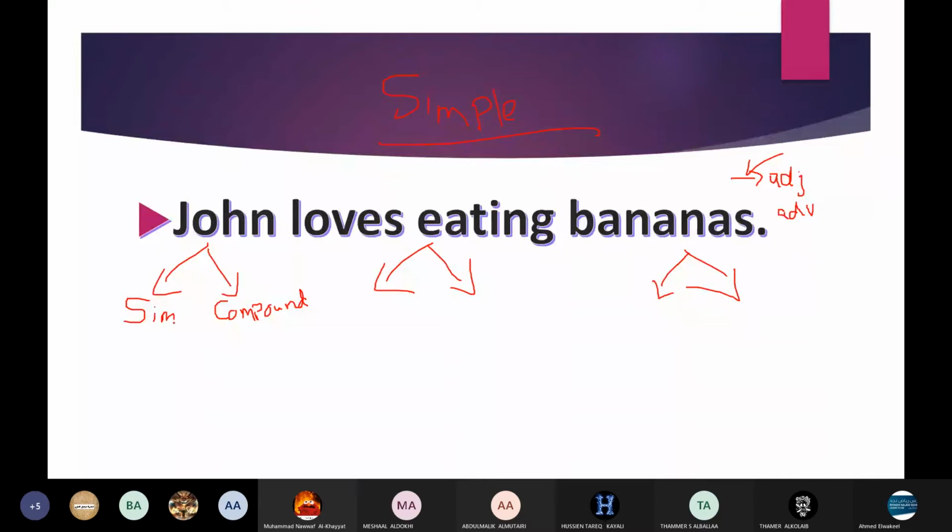So any subject for any sentence is either a simple one or a compound one. Simple like just one person, like John, and compound like John and Ahmed, as Muhammad said. So now I have a compound subject. Is the sentence still a simple one? The same thing goes for the verb. I can have a simple verb or a compound verb.